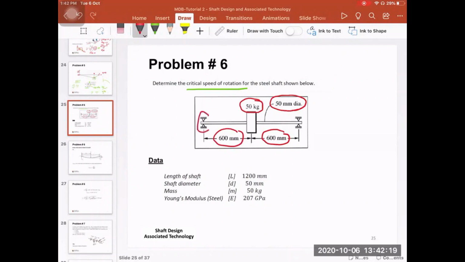And consider that we have 2 bearings here, right? Then the length of the shaft is 1200 millimeter, the total length of the shaft. The shaft diameter is given as 50 millimeter. The mass of this disk in the middle, or this weight, is 50 kilogram. And the Young's modulus of the shaft material, steel, is 207 gigapascal. Remember, this was the first case in the table that I have shown to you.